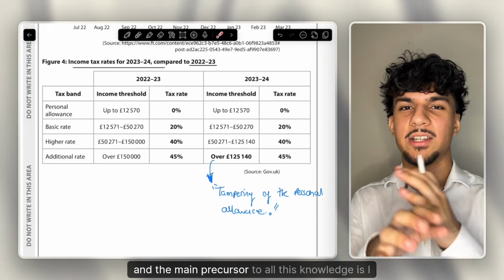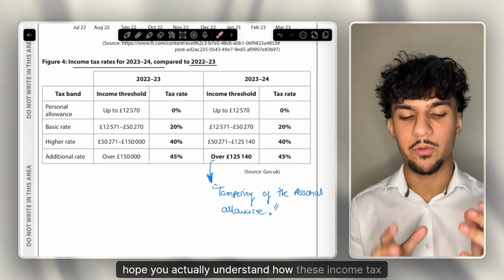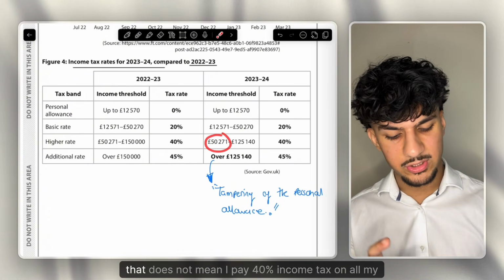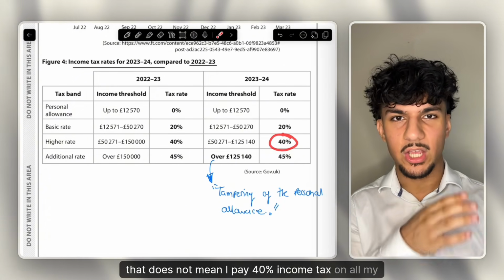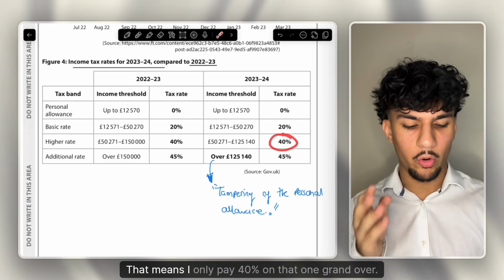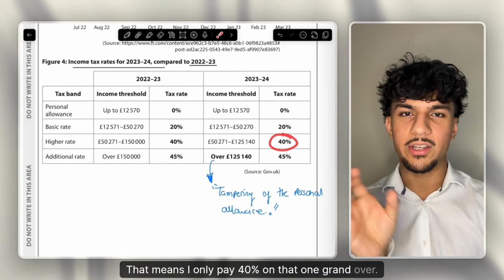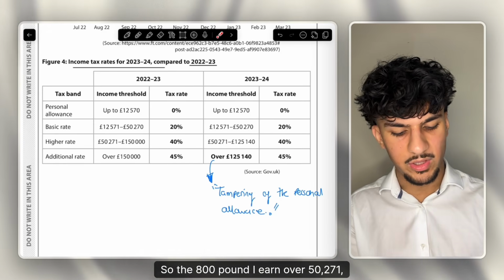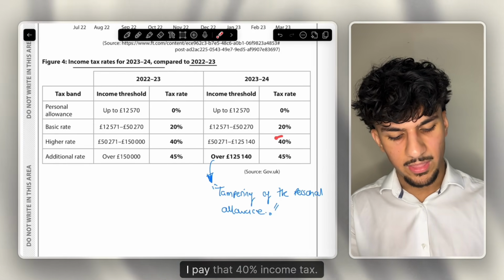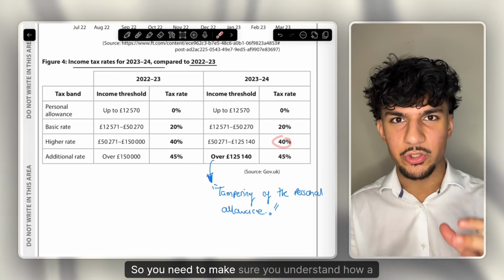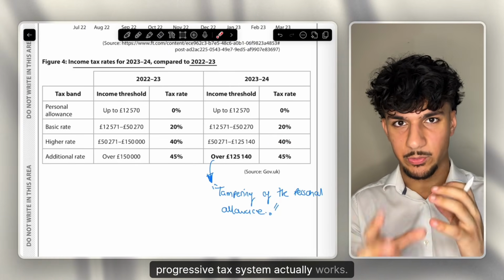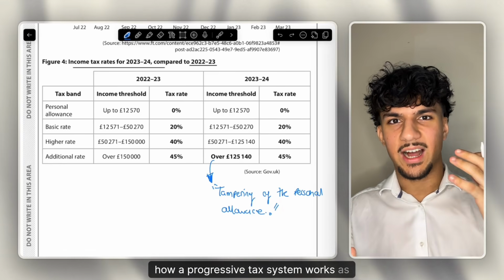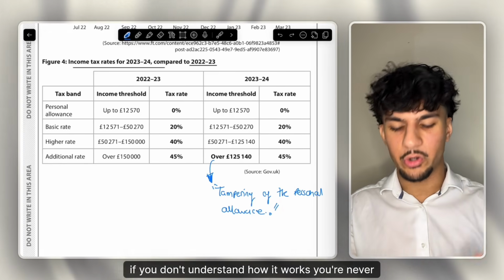And the main precursor to all this knowledge is that I hope you actually understand how these income taxes work. So if I make £51,000, that does not mean I pay 40% income tax on all my income. That means I only pay 40% on the £1,000 over 50,000. So the £800 I earn over 50,270, I pay that 40% income tax. So you need to make sure you understand how a progressive tax system actually works, as if you don't understand how it works, you're never going to be able to explain it.